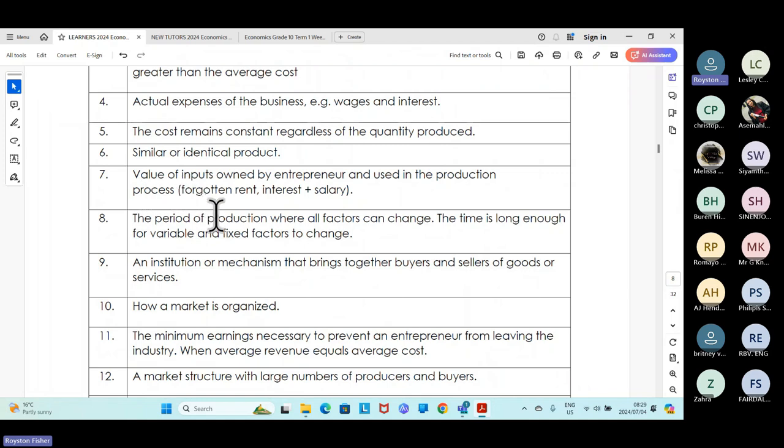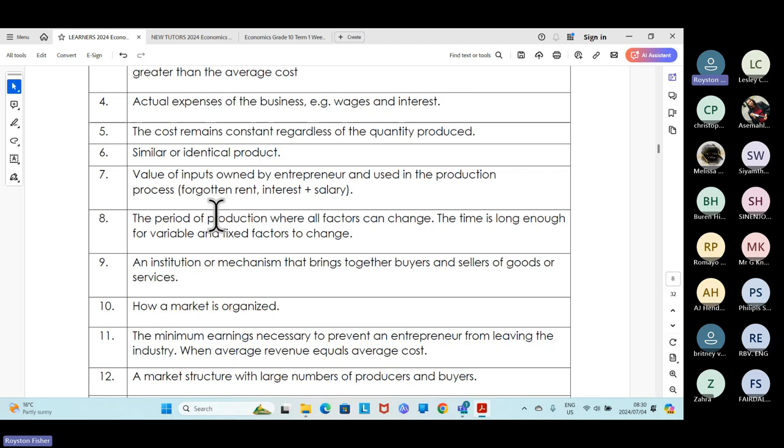Number seven, value of inputs owned by the entrepreneur and used in the production process. They tell us in brackets, forgotten rent, interest, and salary. Vasandergaal says that is your explicit cost, and St. Andrew says imputed cost, and that's the only answer that I've received. Thank you. Oh, I see here Fadel is also in the house. Thank you for your answer. That was for number six, homogeneous product. For future reference, Fadel, could you just put the number next to your answer? Thank you so much.